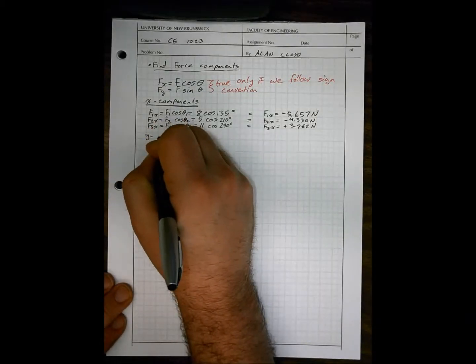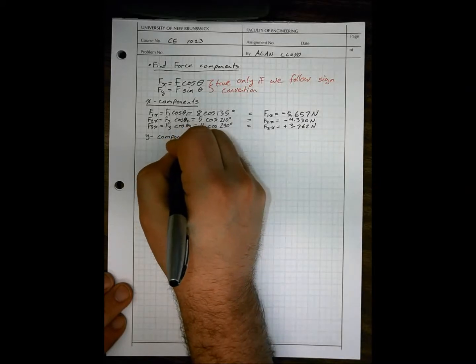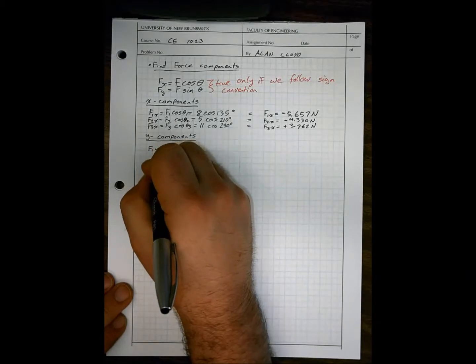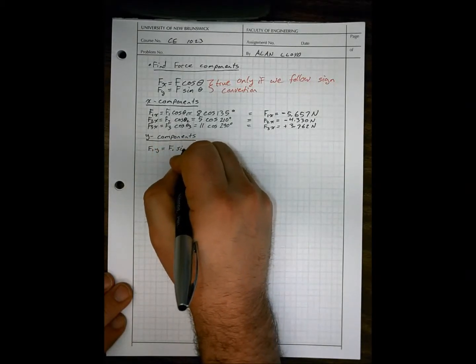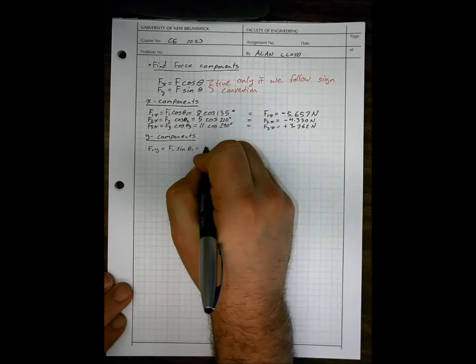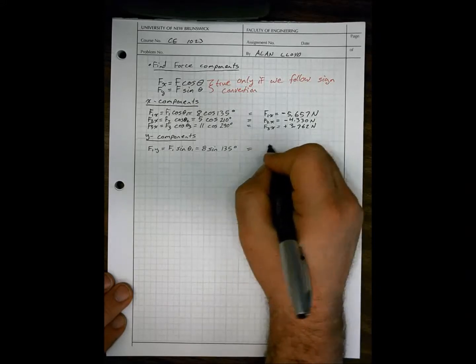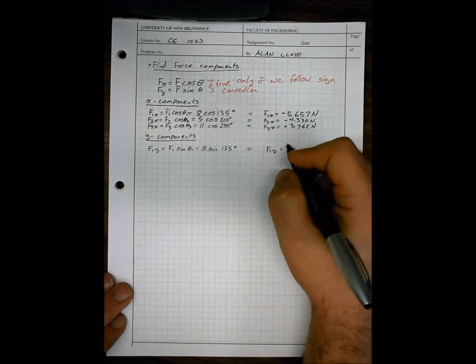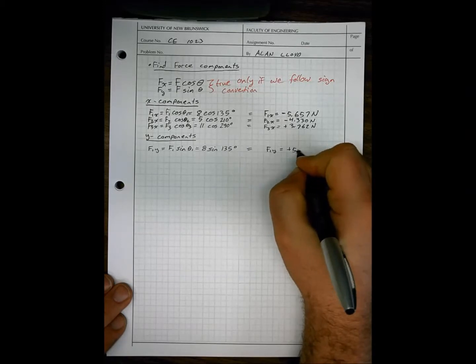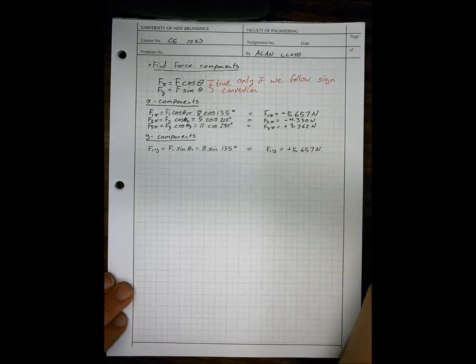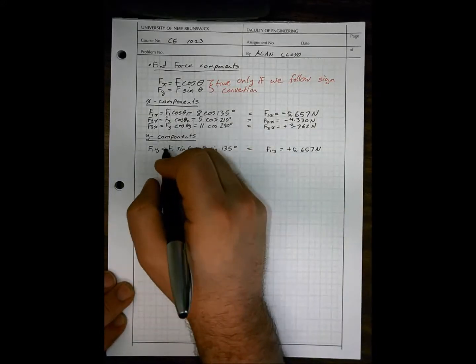Let's find our y components. F1y is equal to F1 sine theta 1, and this is equal to 8 sine 135 degrees. And this is equal to plus 5.657 newtons. We see it's the same magnitude as F1x. The sign's different, but the magnitude's the same. That makes sense because it was acting at a 45-degree angle. So hopefully the magnitudes are the same.